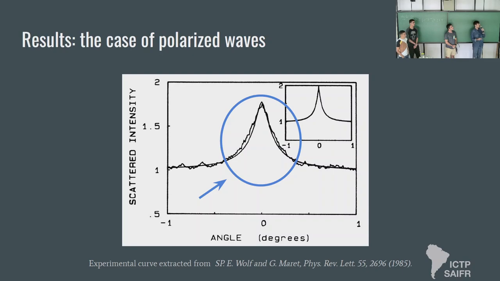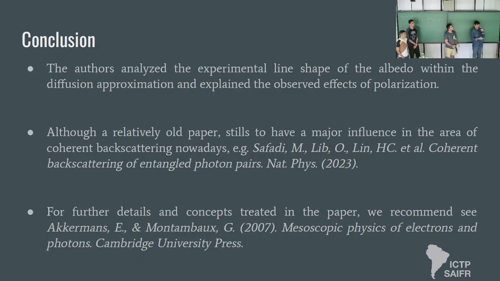The full line is the theoretical curve with the second method used, and we have a very good fit between the theoretical and experimental curves. The experimental curve is extracted from this article. So for conclusion, the authors analyze the experimental line shape of the albedo within the diffusion approximation and explain the observed effects of polarization. Although it's a relatively old paper, it still has a major influence in the area of coherent backscattering nowadays, like this very recent paper published in Nature Physics.